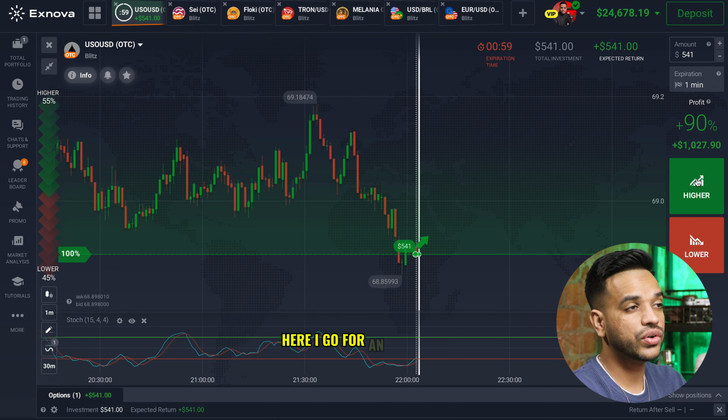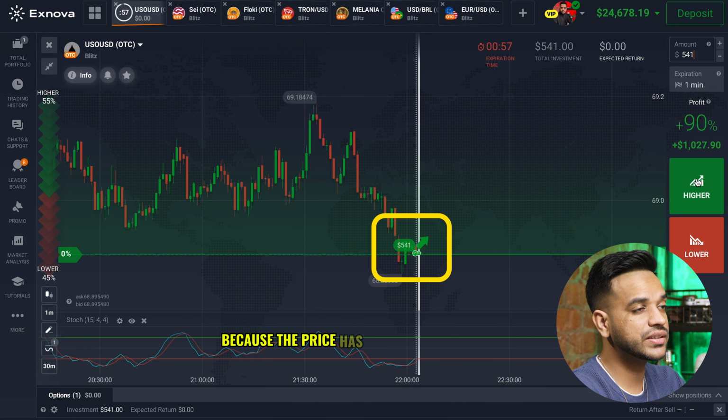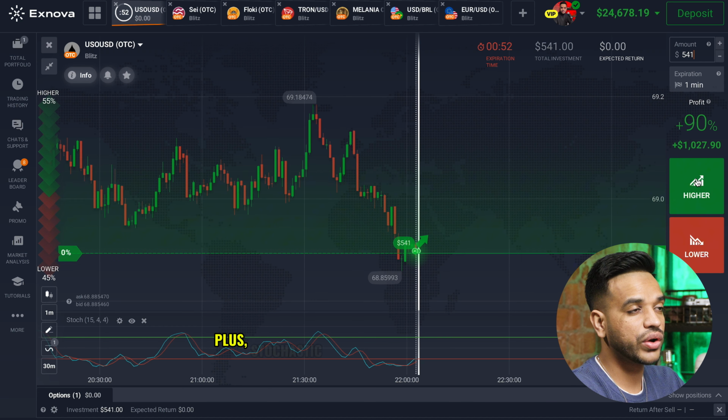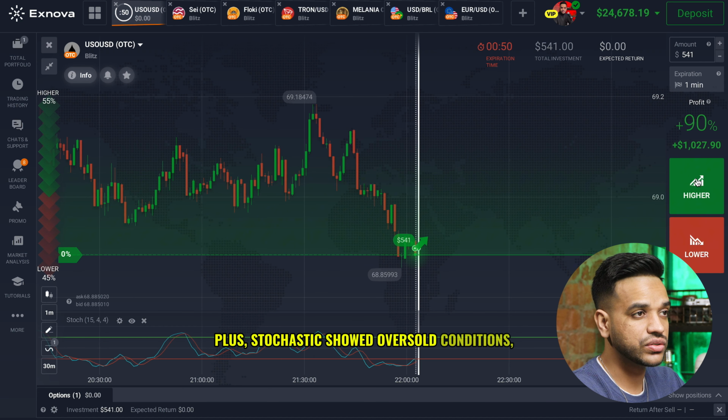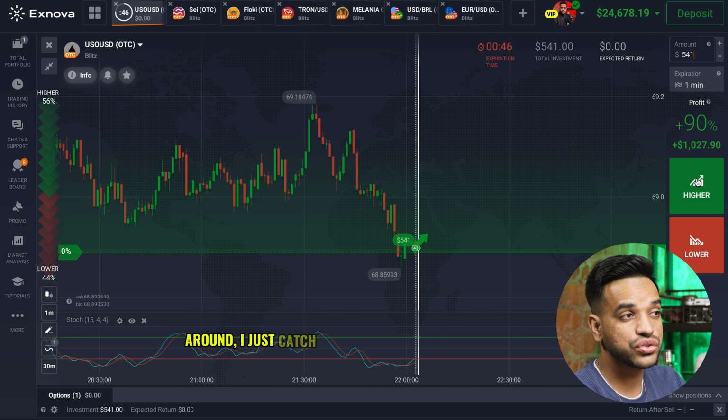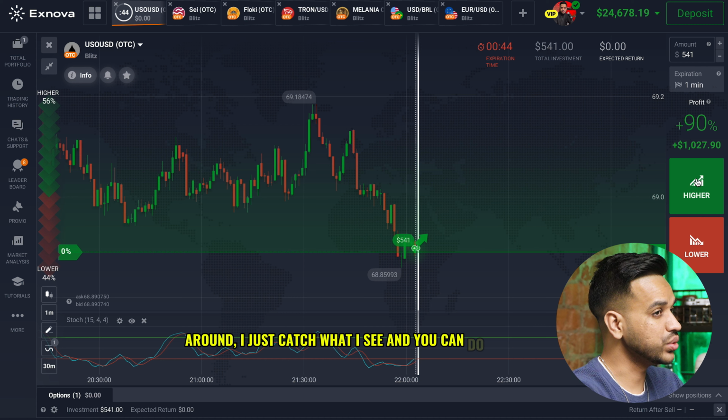Here I go up because the price hit the support level, which I noticed in advance. Plus, Stochastic showed oversold conditions, which is a signal that the market is ready to turn around. I just catch what I see, and you can do the same.